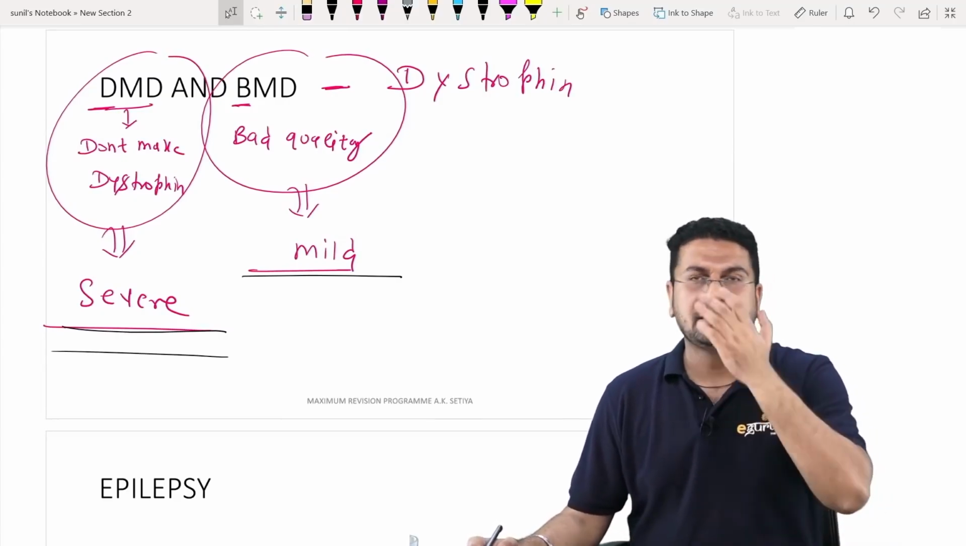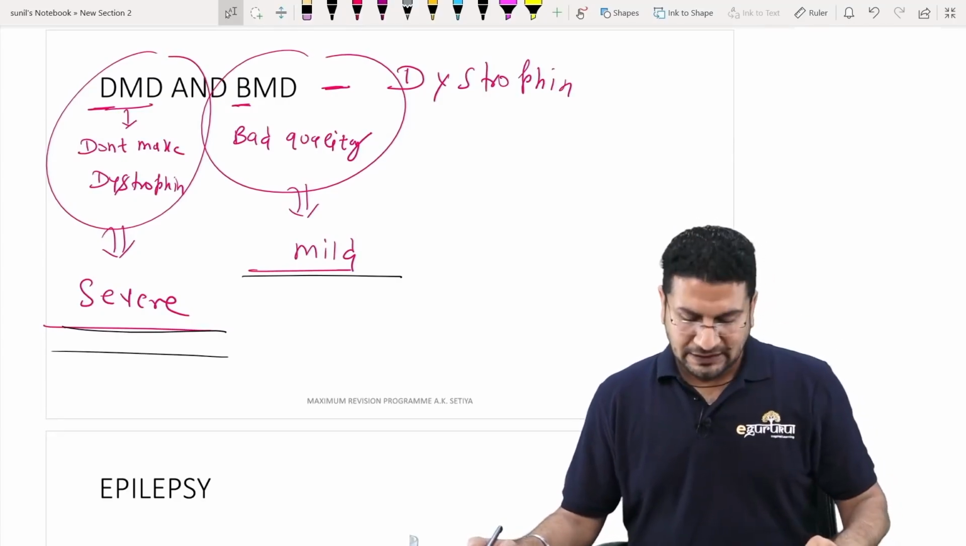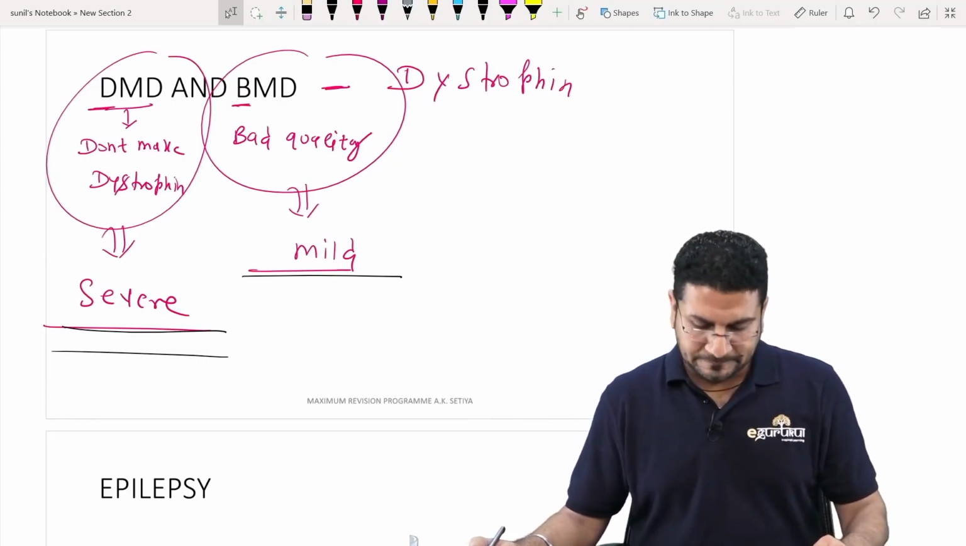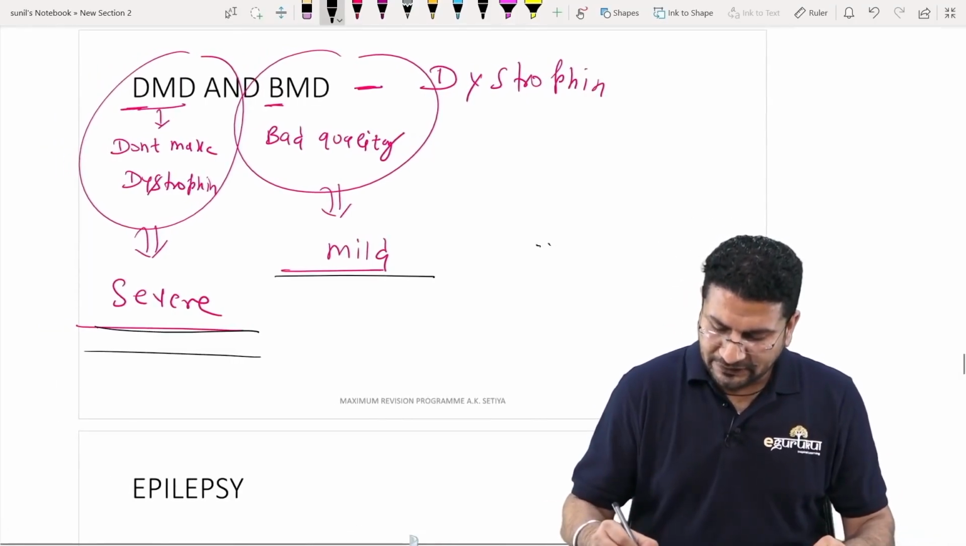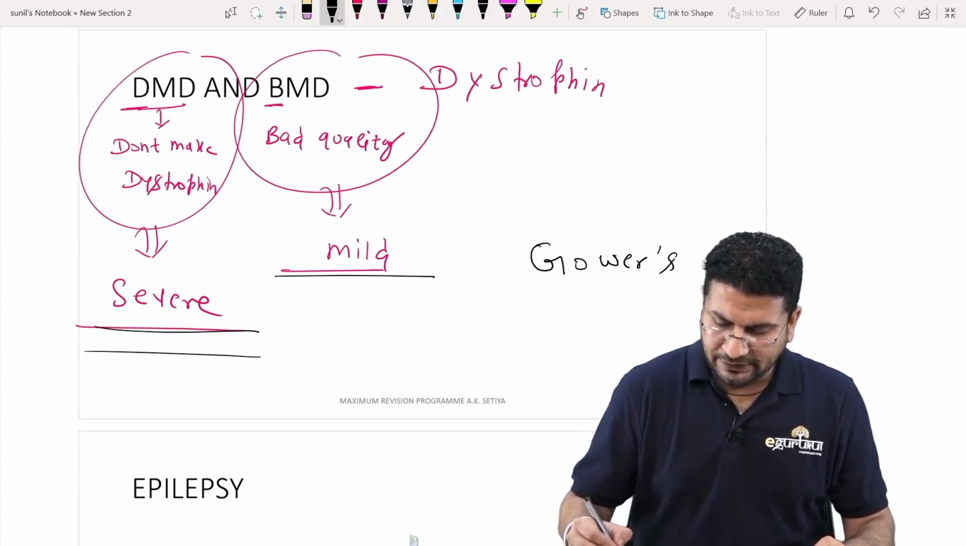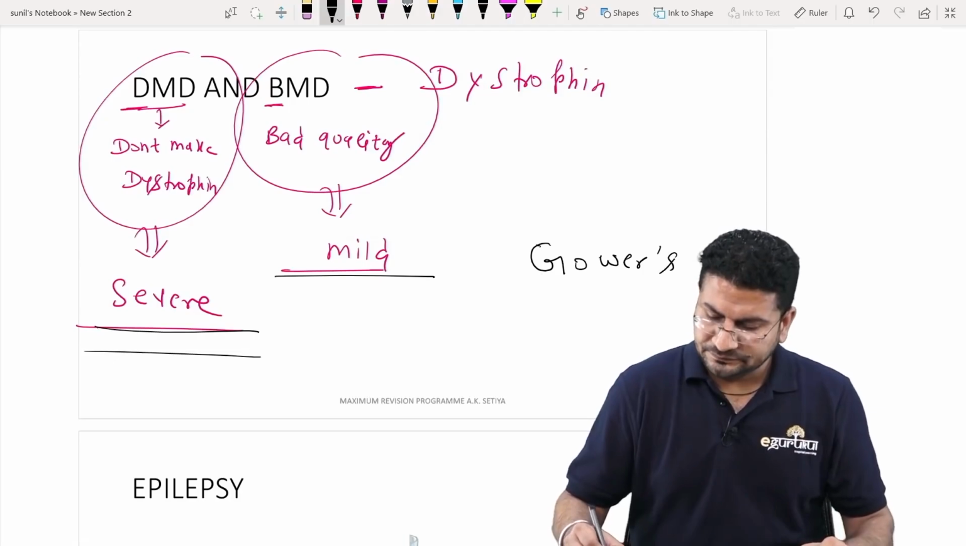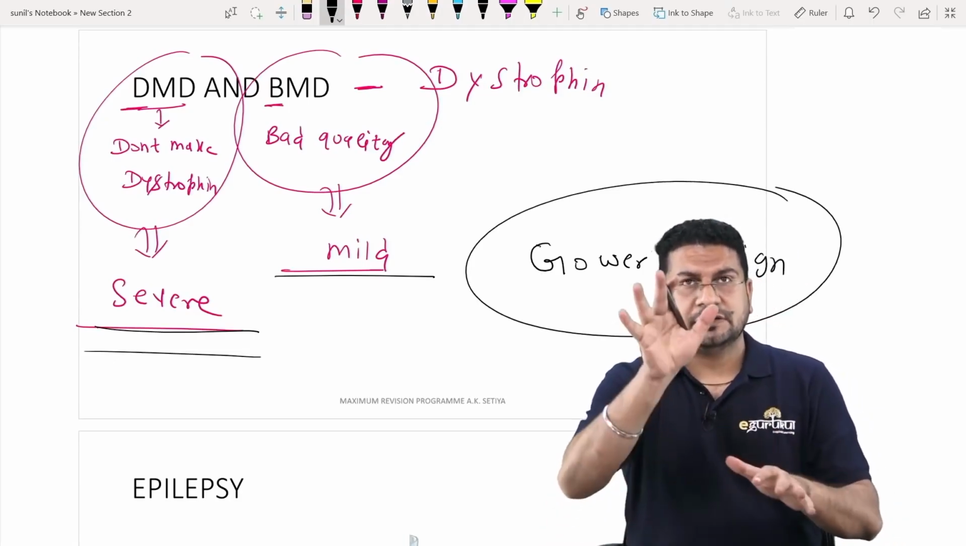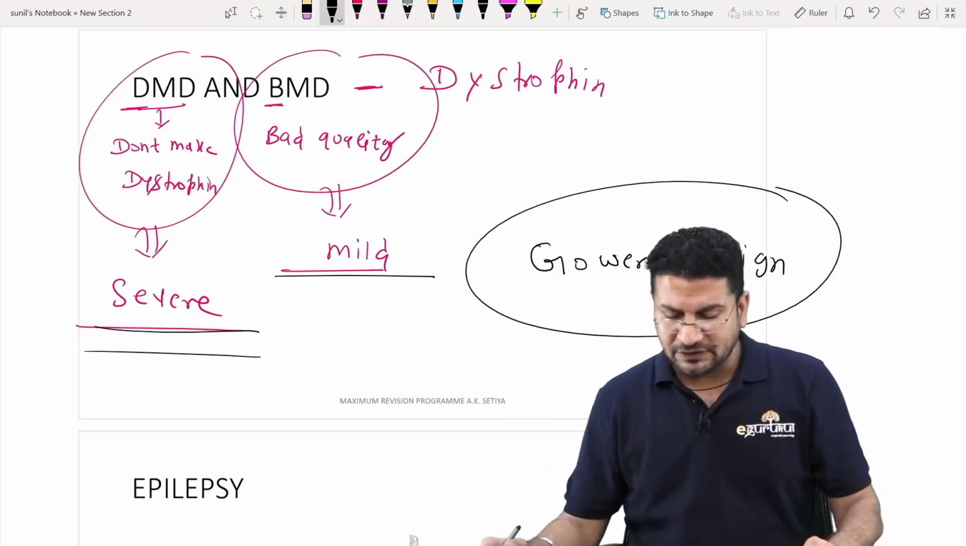So these children will be wheelchair bound, and generally the diaphragm is a muscle, so the cause of death will be diaphragmatic failure. So these babies, understand this, when they want to stand up, they will use all four limbs or a chair or anything near to them to stand. They will crawl, then they'll stand. This sign is called Gowers sign.